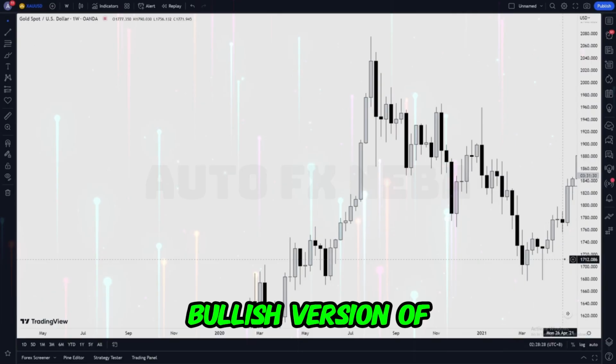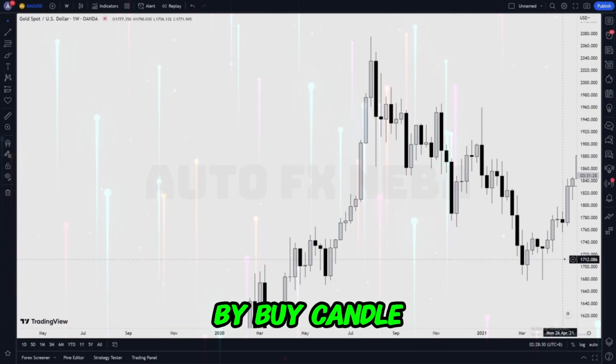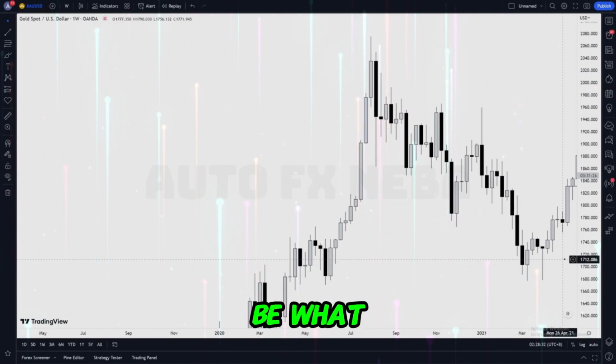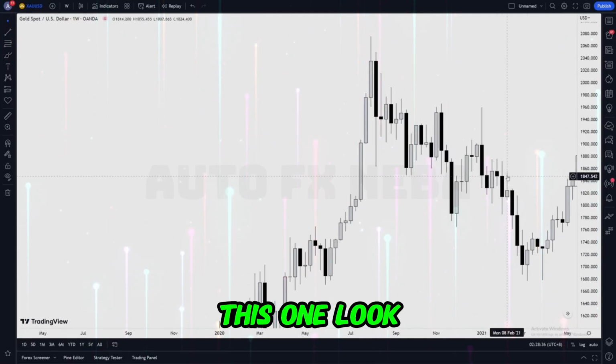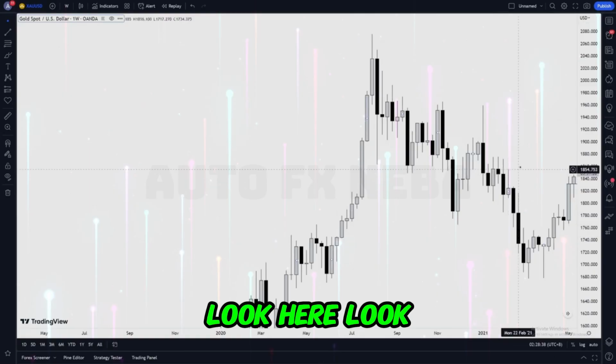This is the bullish version of the buy candle followed by buy candle, correct? Resistance would be what? Bearish version, sell candle, correct? Very simple. Okay, like this one. Look here. Look here, guys, look here.